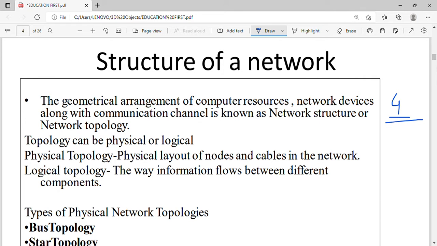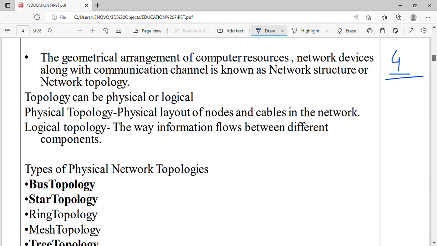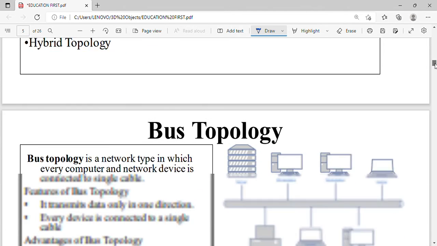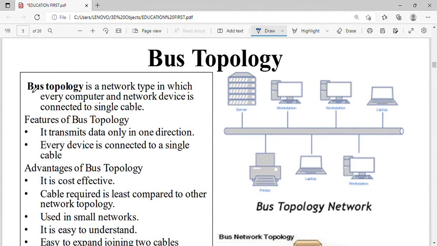First of all, let's see some of the networking topologies that we are going to do in detail in this chapter: bus topology, star topology, ring topology, mesh topology, and tree topology. Hybrid topology is not in our syllabus. So let's first of all start with bus topology.